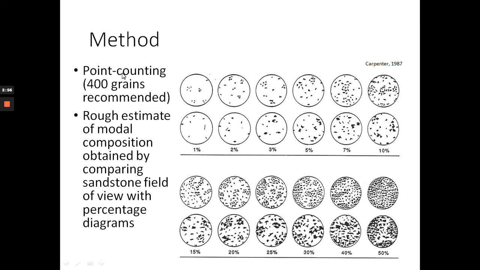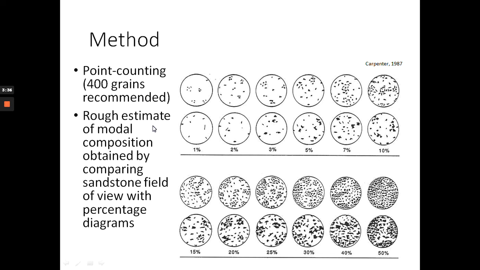But you do point counting, and the number of points you need to count is 400 grains, which is recommended. Some people do it up to 600 grains. You make a grid, and you systematically count. You make one reading at each grid intersection for 400 points. But in this class, for the practical, we use a much easier method, because this is going to be time consuming. You don't have time to count 400 grains.